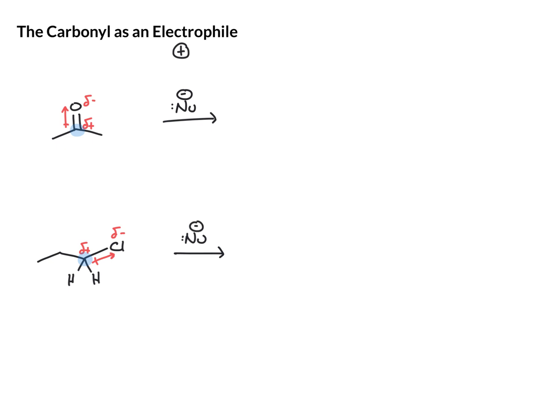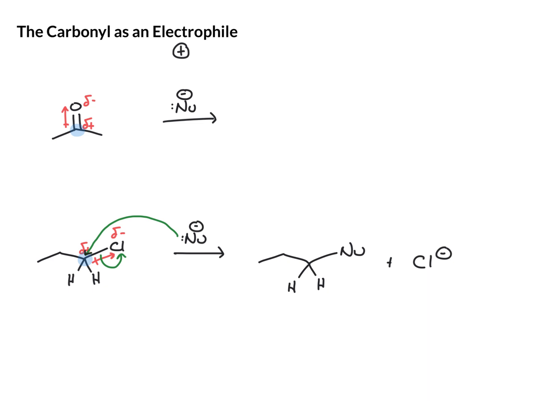Now, in the case of an organochloride, if we add a nucleophile to that electrophilic carbon, that carbon already has 4 bonds. So when I add the nucleophile to the carbon, that's going to violate carbon's octet. So we simultaneously lose our leaving group, the chlorine. Because remember, we can't violate carbon's octet.